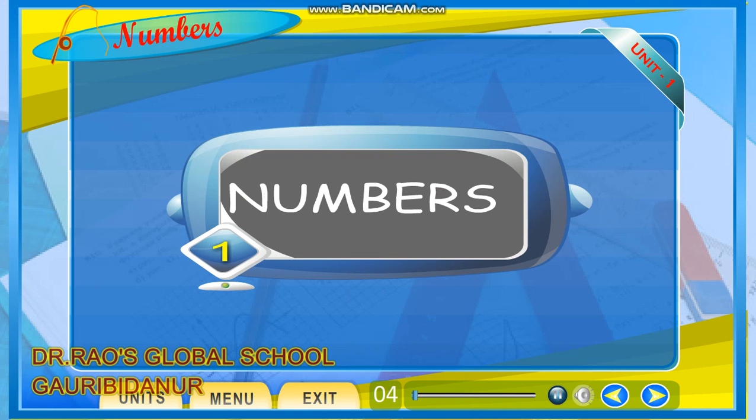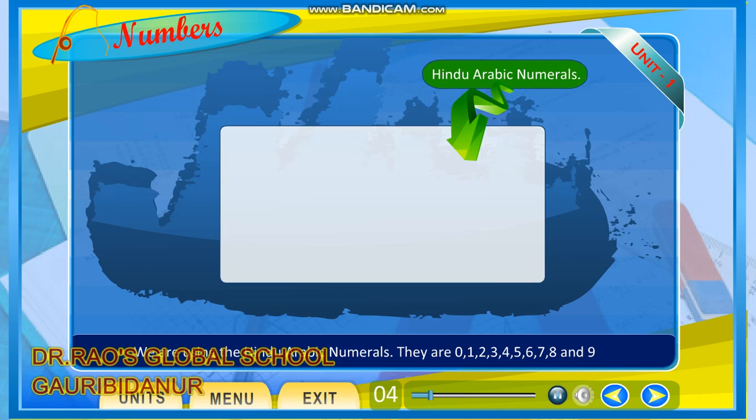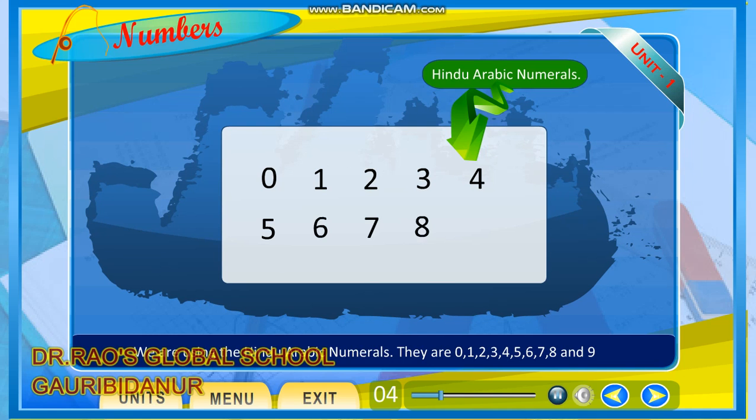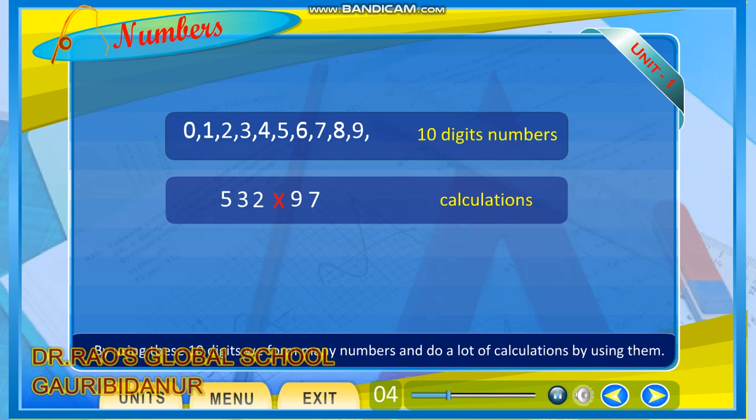Unit 1: Numbers. Recall. In class 4, we have learnt about numbers up to 6 digits. Let us have a quick review of what we have learnt. We are using the Hindu-Arabic numerals. They are 0, 1, 2, 3, 4, 5, 6, 7, 8 and 9. By using these 10 digits, we form many numbers and do a lot of calculations by using them.